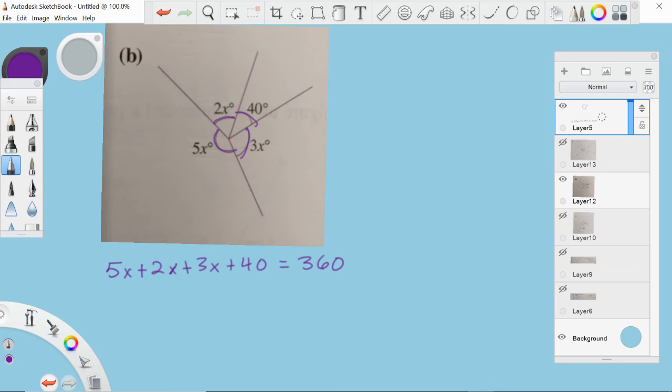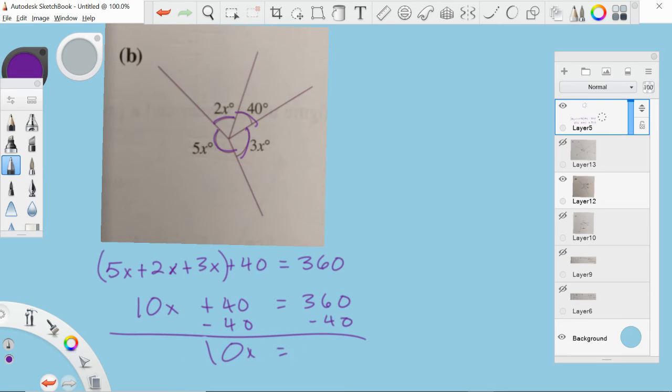All right, so let's go ahead and combine our like terms. These are all x's, so I can add them together. 5 plus 2 plus 3 is 10, so that's going to be 10x plus 40 is equal to 360. I'm going to solve for the variable x, so I want to get rid of this 40 by subtracting. 10x is equal to 320, and of course divide by 10, and we get x is equal to 32.